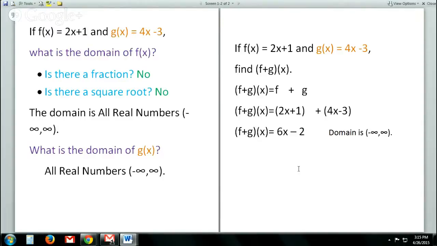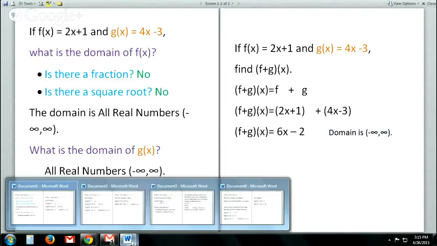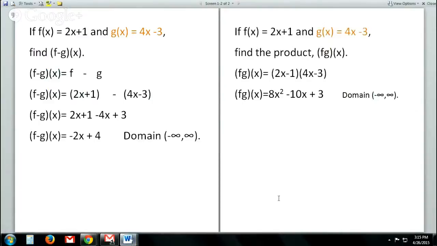Now, if you were to ask yourself about the domain of our sum, 6x minus 2, do you see a fraction? Do you see a square root? No, in both cases. So the domain is again from negative infinity to positive infinity. Let's look at our second combination, which is subtracting the functions. Just like you may have guessed, subtracting f minus g of x means take the one called f minus the one called g. Now, this time we have to be careful with the subtraction that we distribute this minus sign into the parentheses, changing both signs back here.